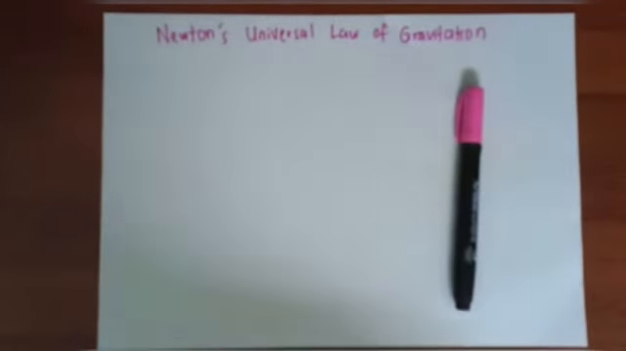Gravitational force is known as universal force because it acts between any two bodies in the universe. Newton's universal law of gravitation states that the gravitational force between two bodies is directly proportional to the product of the mass of both bodies and inversely proportional to the square of the distance between the centers of the two bodies.